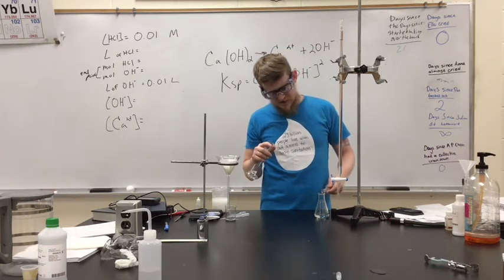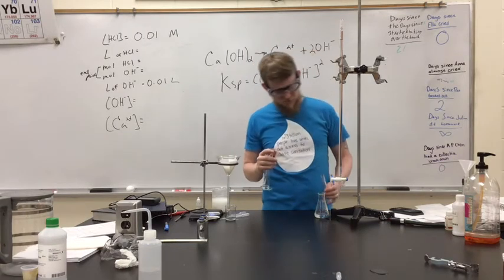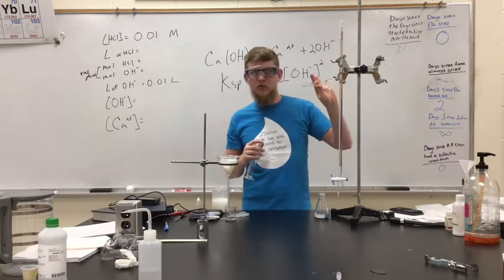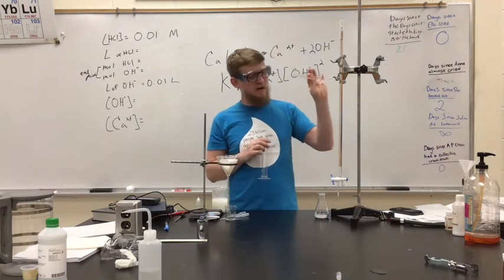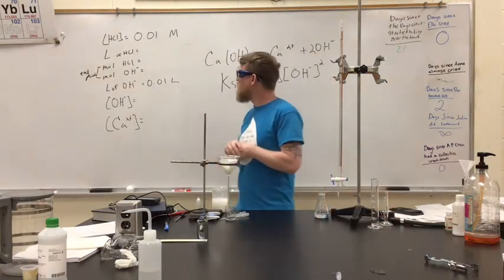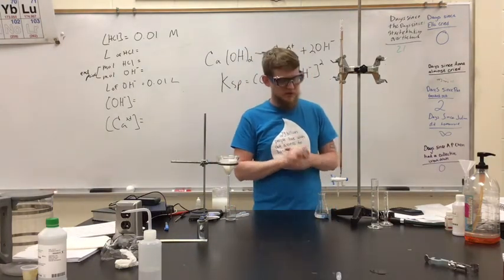You might ask, are we ruining the experiment by adding more distilled water? The answer to that is no, of course we're not. The purpose of the rinse is to make sure we get every single mole of OH ion out of here. The important volume number is already written down for you. It's 0.01 liters or 10 milliliters, and that was our volume of saturated solution.